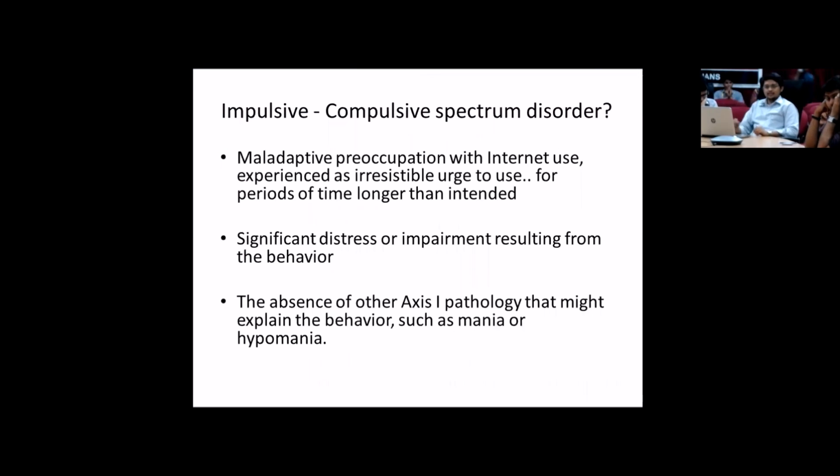There is another group of people who believe it is an impulsive-compulsive spectrum disorder, wherein there is maladaptive preoccupation with internet use, experienced as an irresistible urge to use, and for periods of time longer than intended. So it is very similar to impulsive and compulsive phenomena. There is an irresistible urge which is very distressing, and the person uses even though it is distressing for a prolonged period of time, and hence they say it is very similar to impulsive-compulsive spectrum disorder.